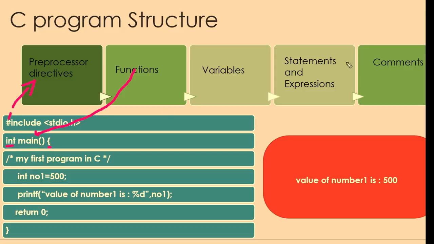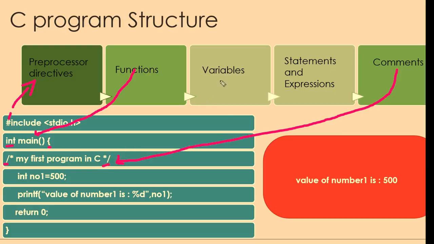Then next is the comment. You could write the comment in this way: My first program in C. This is just for the user to understand what this program is for. This is nothing but a comment. You could specify this comment inside /* and */. From here it will start and here it will close.